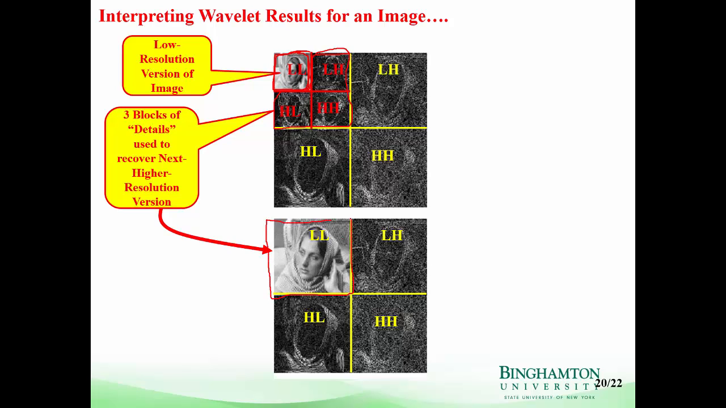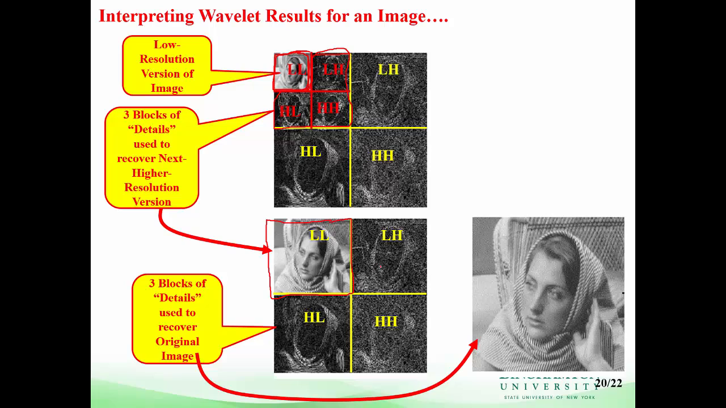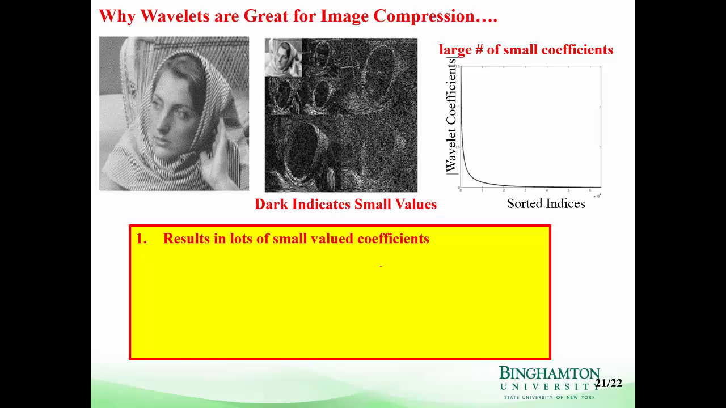This is doing our inverse transform. And then we've got 3 blocks of details at the next higher level of detail. And we can add those in and we go back to our original. And like I said, we could take this down farther and then back up from there. So it's pretty cool how this all works.